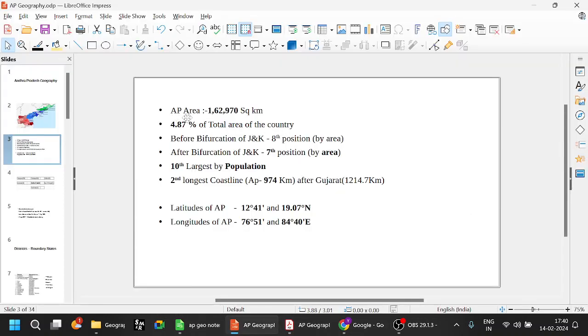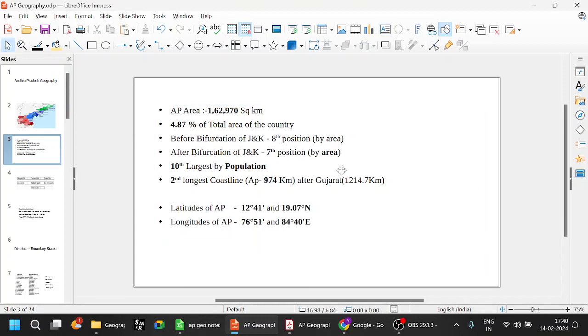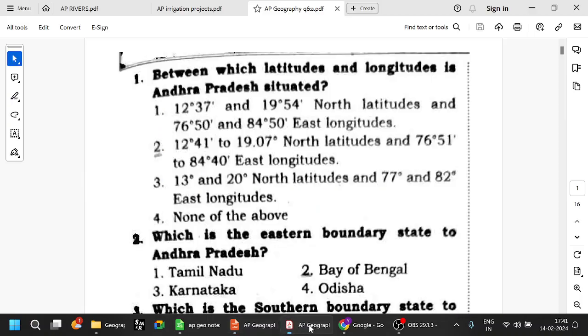See, the Andhra Pradesh area is 1,62,970 square kilometers. Okay, and it forms 48.7% of the total area of the country. And currently, by area, it is in seventh position, and by population, it is in 10th position, and it has the second longest coastline. This is very, very important. 974 kilometers, and that is after Gujarat. Okay, Gujarat is number one, 1214. Okay, now write down all these things. They are all very important. Fine. Let's move ahead.